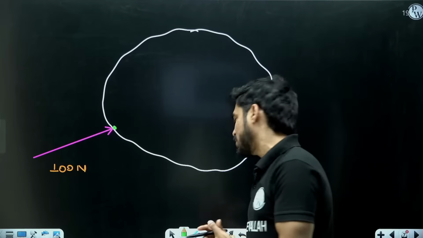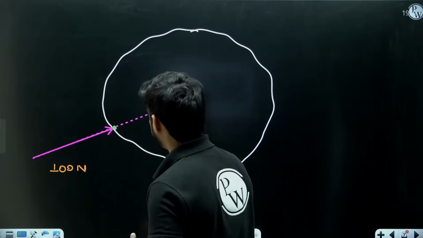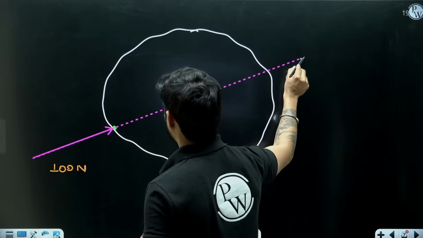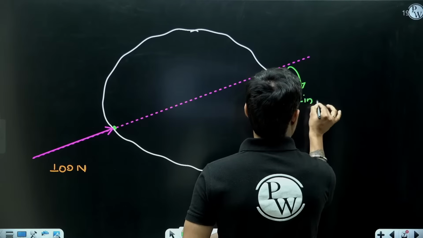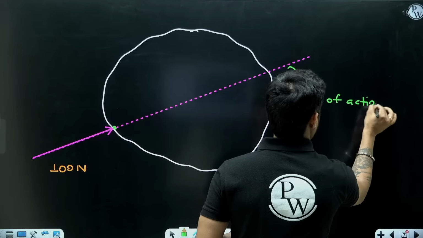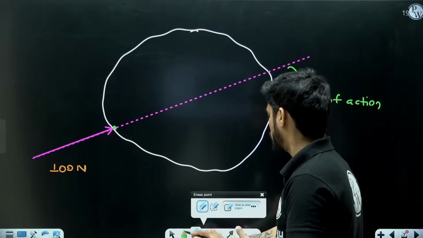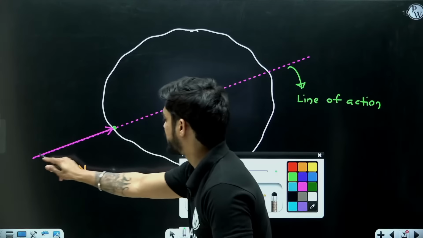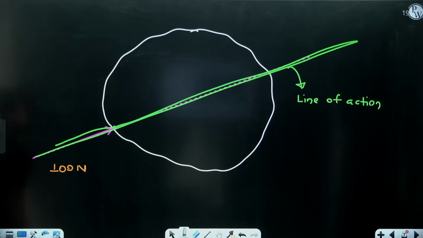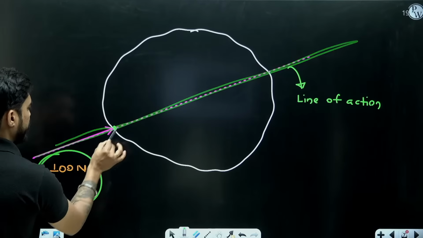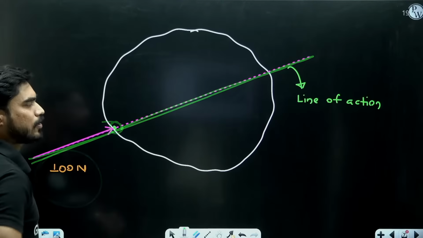And what do we mean by line of action? This is known as the line of action, which is just showing you the direction of this force. This line is showing you the direction of this force, that the force is acting in this direction. So in order to define force, you need these three things. You need magnitude, you need point of application, and you need line of action or direction of the force.